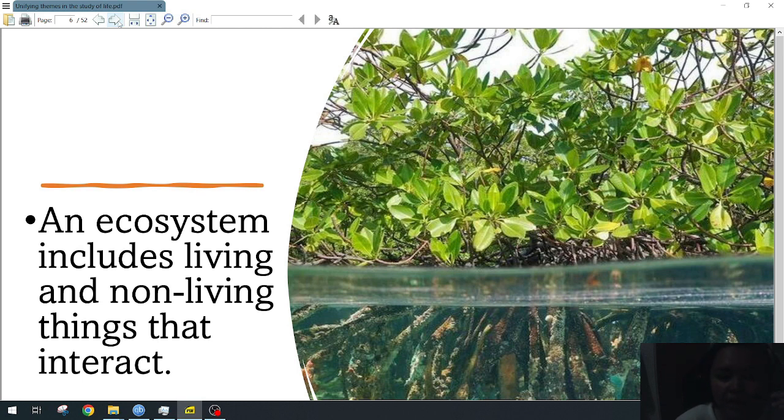We have here an example of an ecosystem. Ano ba tong picture na ito? This is a mangrove ecosystem. Yung mga puno na matataas ang ugat, mahaba, na nakababad sa tubig alat. Okay? So, this is also an ecosystem. Ano ba ang ecosystem? Interaction of both living and non-living things.